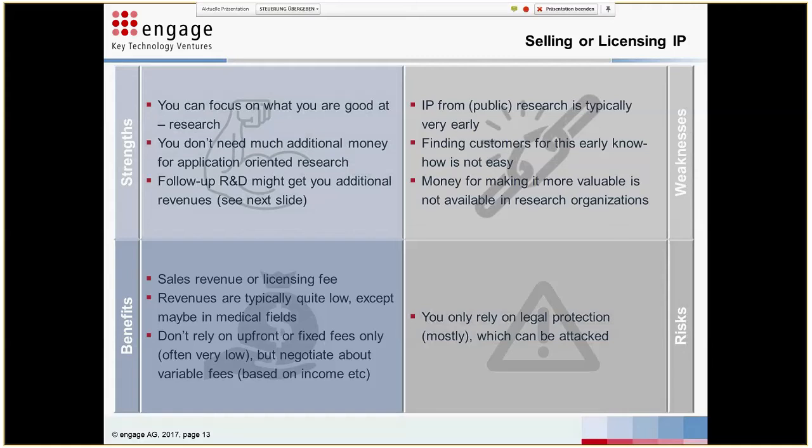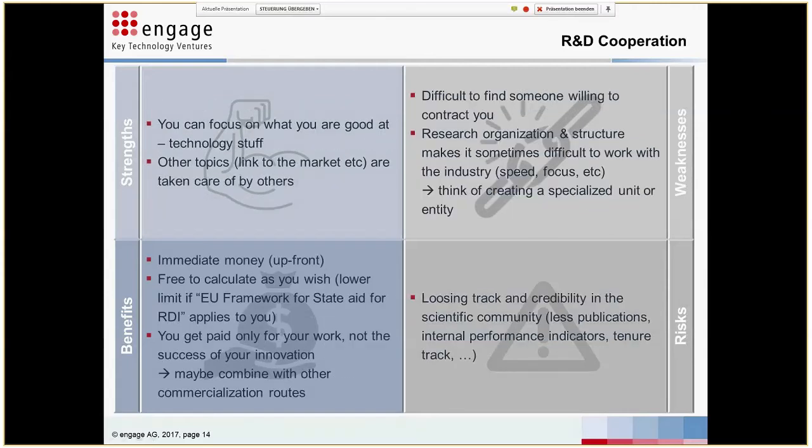And this would be difficult because it costs you a lot of money to sue a company. So these are the risks. The second option is R&D cooperation.